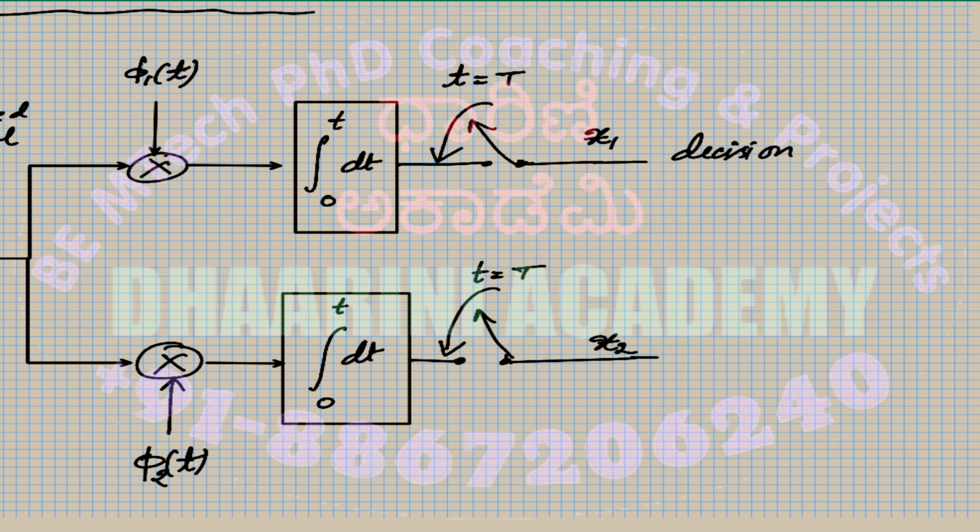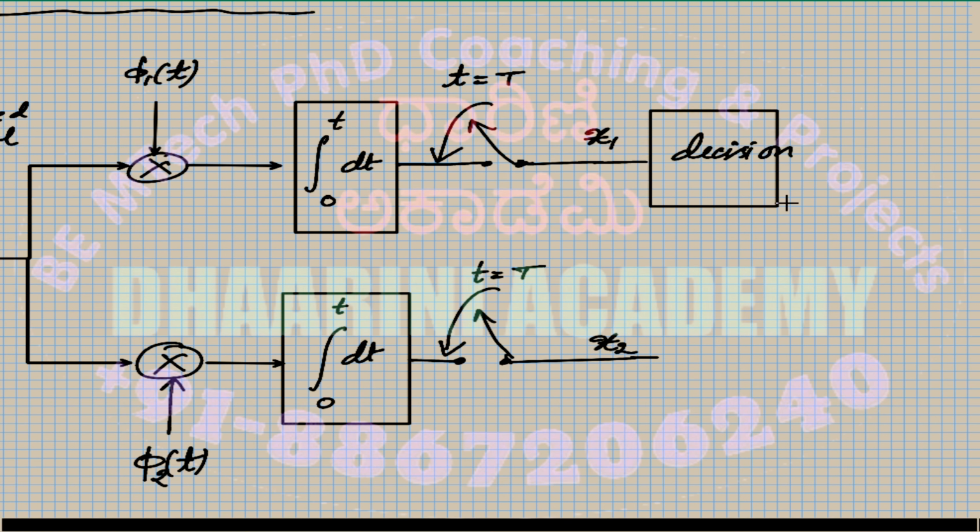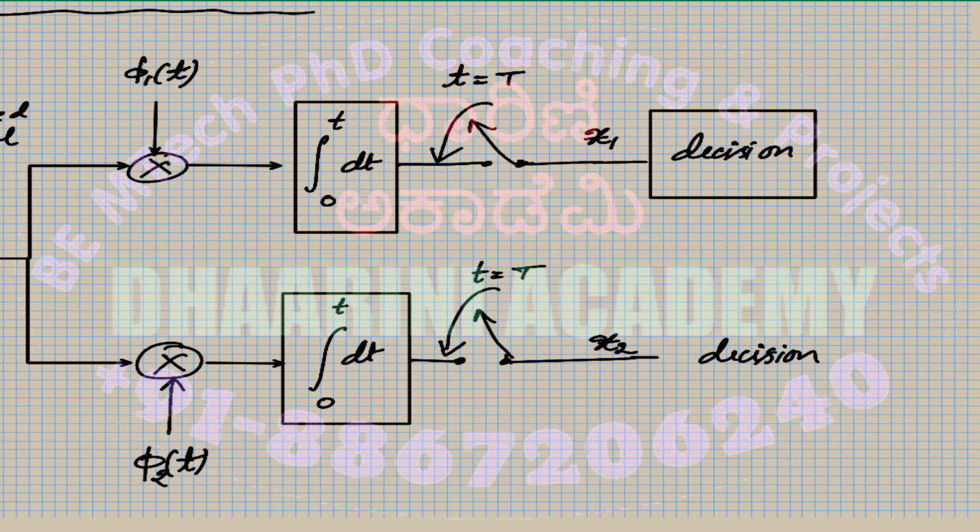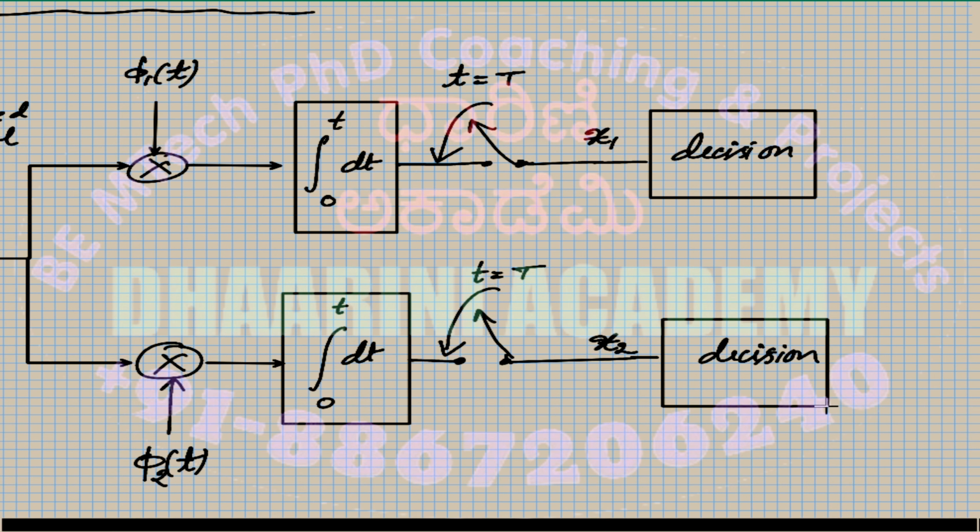There has to be a decision device for the top part. At the same time, you need to have another decision device at the bottom. Okay. Now, we know that the most common threshold value is 0. Anyway, this looks like the ASK demodulation, correct?